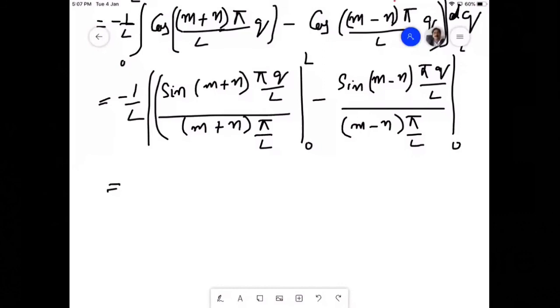What will be the value? By putting the value of L and 0, sine 0 is 0. That's why the result will be minus 1 over L, because sine 0 is 0.